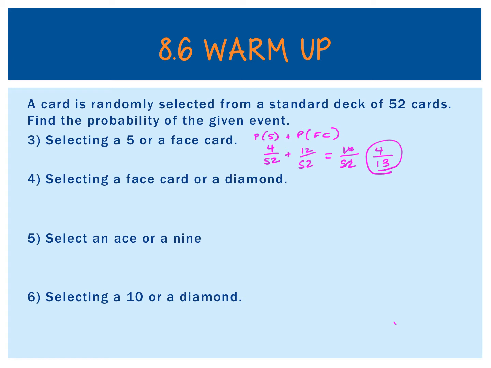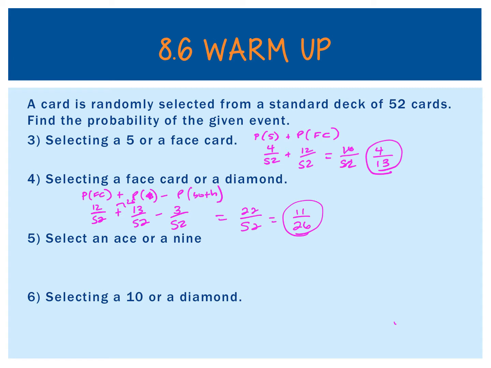Number 2 says selecting a face card or a diamond. Is it possible for it to be a face card and a diamond? Yes. So I do the probability of the face card plus the probability of the diamond minus the probability of both. So again, face cards, we know there's 12 out of 52 face cards. There are how many diamonds? 13, or 4 out of 52 if you reduced it. And how many are both a face card and a diamond? 3. There's 3 face cards in each suit. So this is 25 minus 3, which is 22 over 52, or 11 over 26.